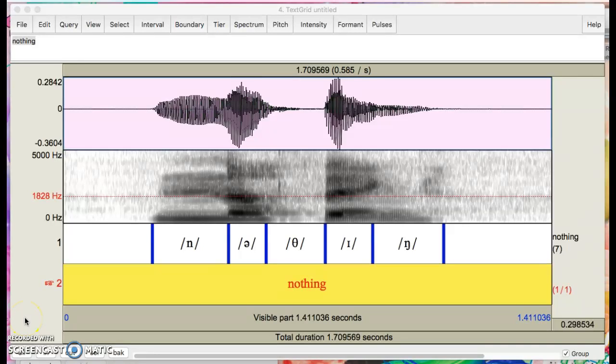Okay, so today we're going to use the word nothing to work through how to read a spectrogram. And we're going to look at three different sections. We're going to look at a sonorant, actually two sonorants in this case, an obstruent, and some different vowels. And as you can see, our word is nothing, and it's a lot easier than you might think it would be.